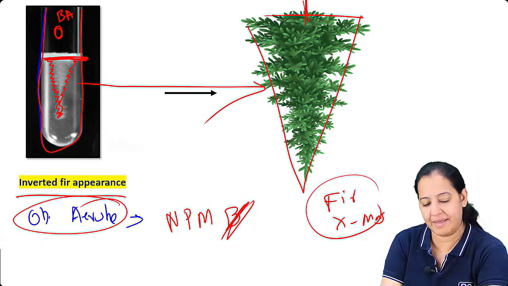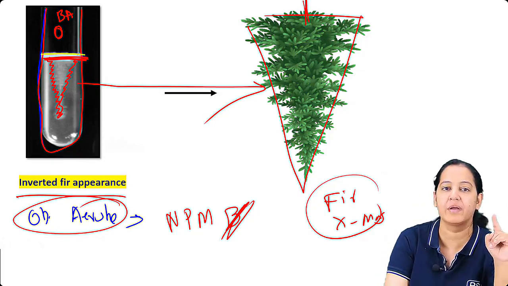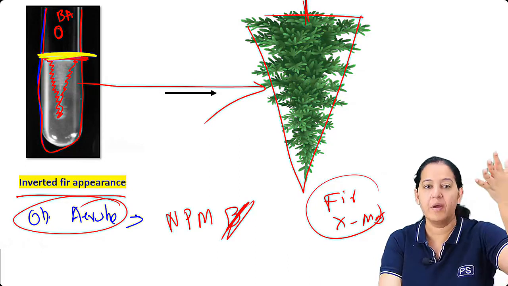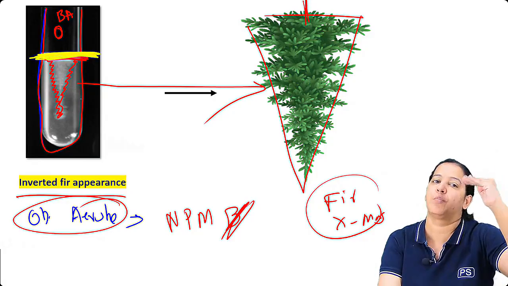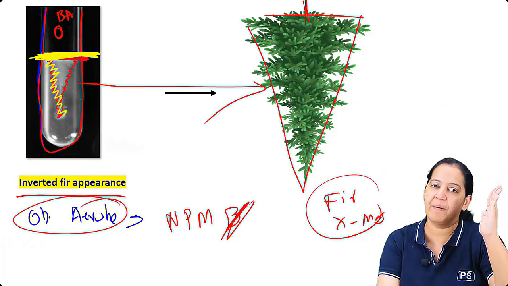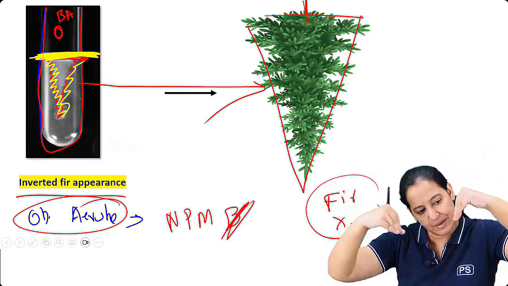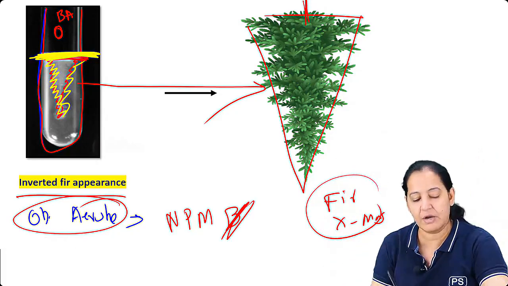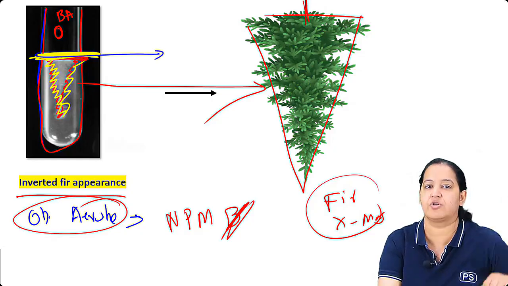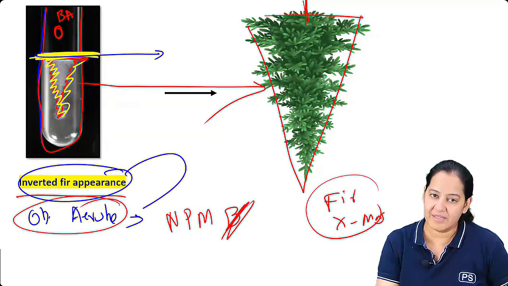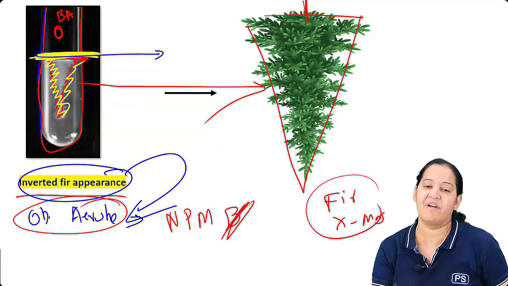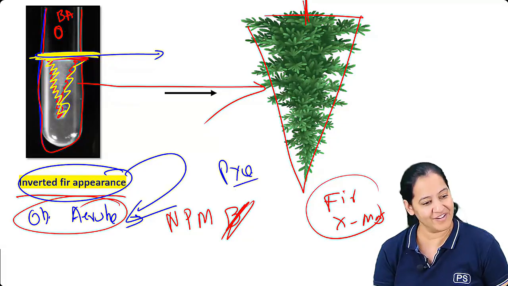So you tell me, where is the maximum oxygen? You will see my maximum oxygen is at the top. That's why maximum liquefaction is at the top. As you move deeper, the oxygen reduces, and that's why the liquefaction reduces. So this is the reason why maximum liquefaction is at the top. So the reason for inverted fir appearance is obligate aerobe. It's also a p-vacuum. Everyone got it?